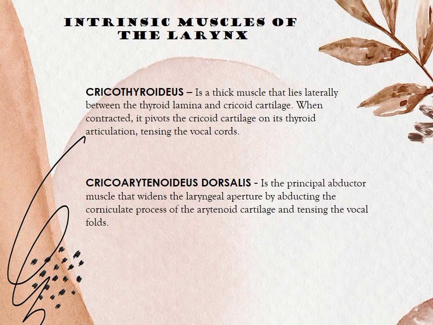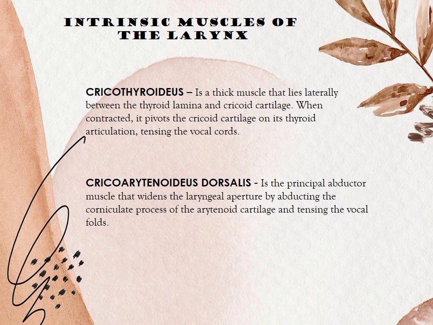Then the next one is the cricoarytenoid muscle, the only muscle of the larynx that abducts the vocal cords and therefore opens the rima glottidis. It is an antagonist muscle to the lateral cricoarytenoid muscle, whose function is to protect the airway by closing the glottis.